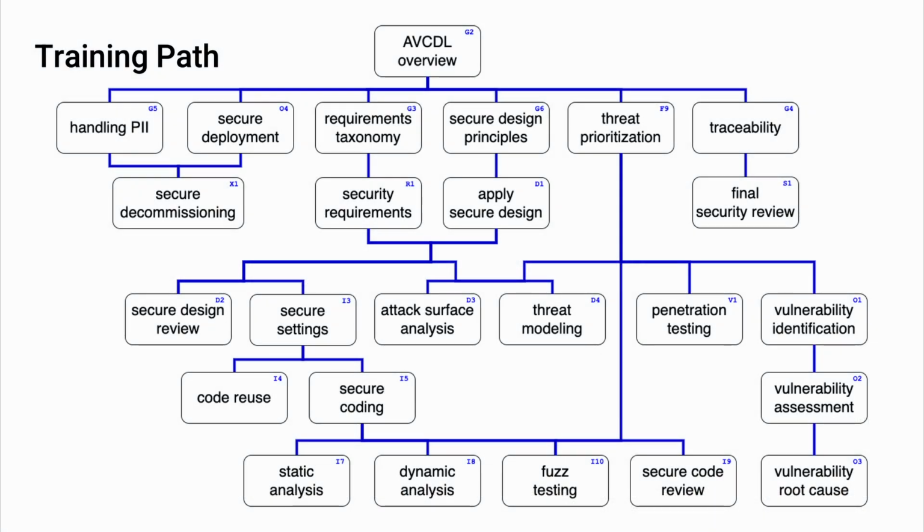This diagram shows the overall AVCDL training path. If you're taking this training, it's assumed that you've already completed the AVCDL overview training, and additionally, that you've completed the requirements taxonomy, security requirements, secure design principles, apply secure design, and threat prioritization plan training. This training will cover an overview of threat modeling.